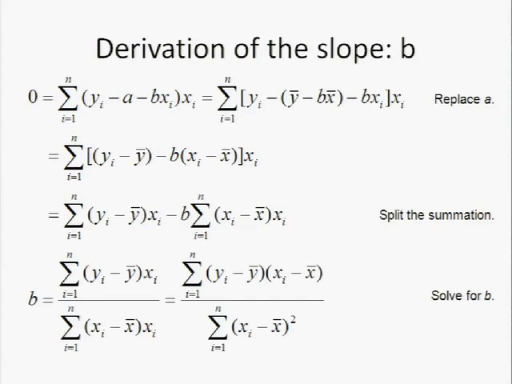Now I want to derive b. When I'm finally done, this is the result. Okay? And that may not quite look like r times s d of y over s d of x, but if I play around a little bit, I can get it to look like that as well. But let's start from the beginning. So where I get that top equation from, let's go back 2 slides.